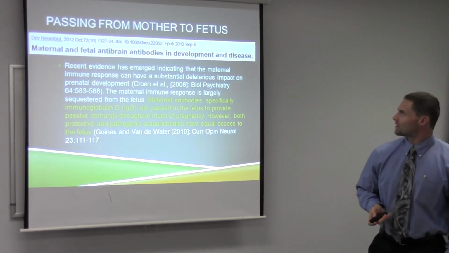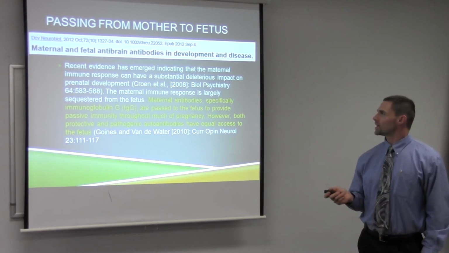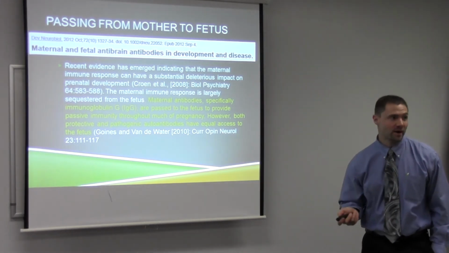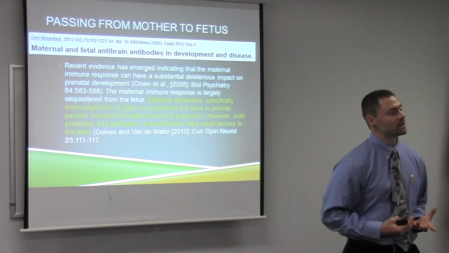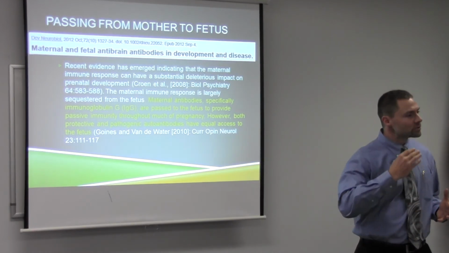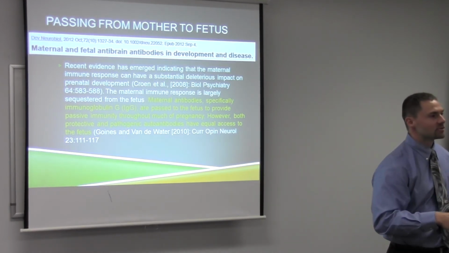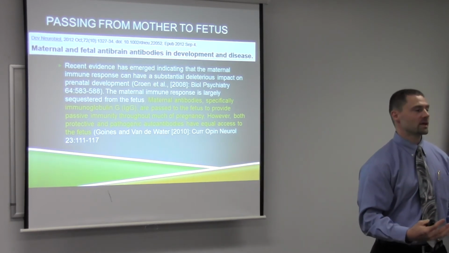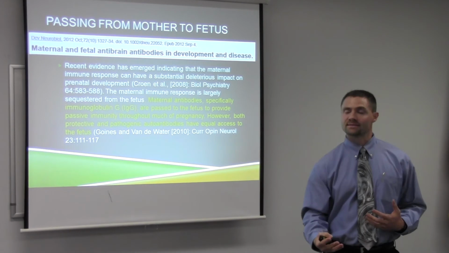So what this is saying is that the maternal antibodies, specifically the immunoglobulin G, are passed from the mother to the fetus to provide passive immunity throughout much of pregnancy. As that fetus is developing in the womb, the mother is passing along these antibodies so that when the fetus comes out, it has some semblance of an immune system, right? So we want the mother to pass these things along.